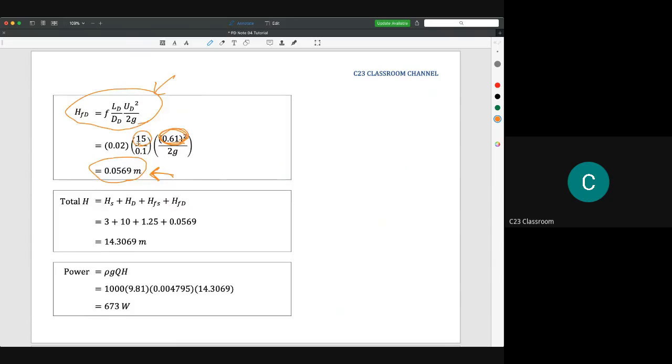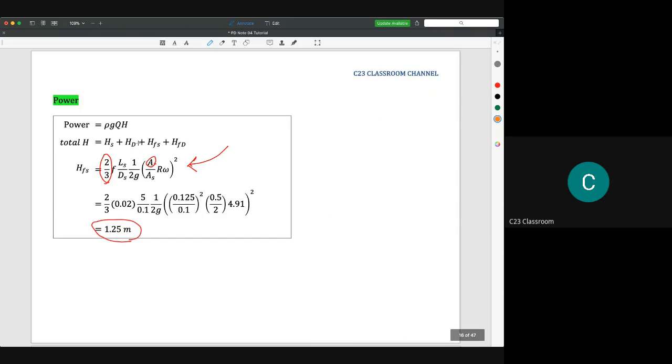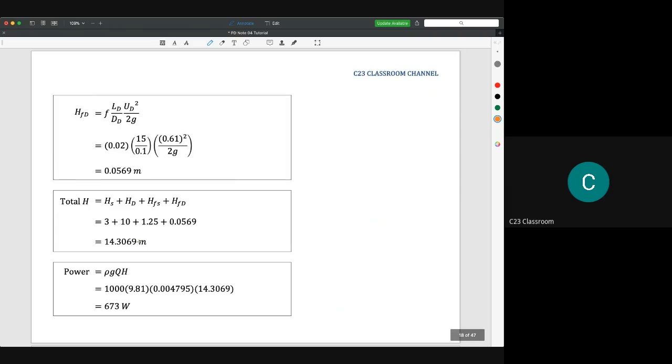0.0569 meters. So if we compare with our previous calculation, the calculation of the friction head for the piston pump, the length is actually 5 meters. So we have a length of 5 meters, but the value of friction at suction is 1.25. This is the comparison of friction between the flow-in pipe and the piston pump.